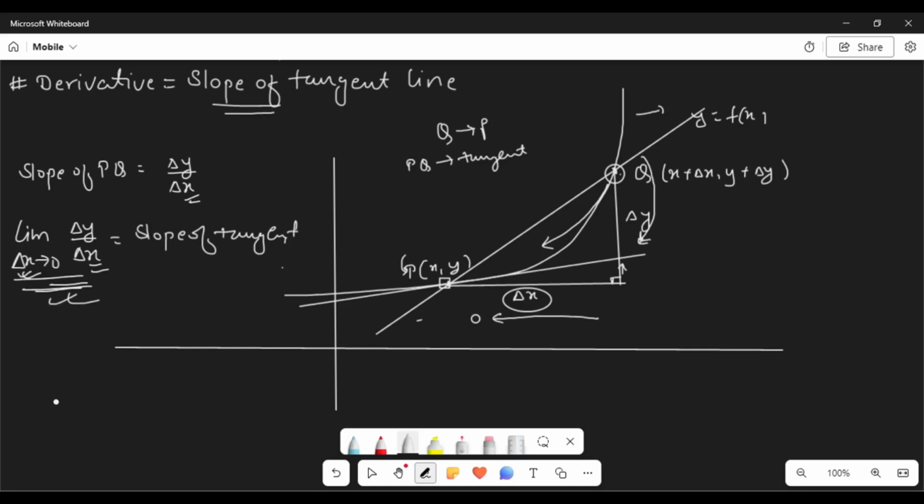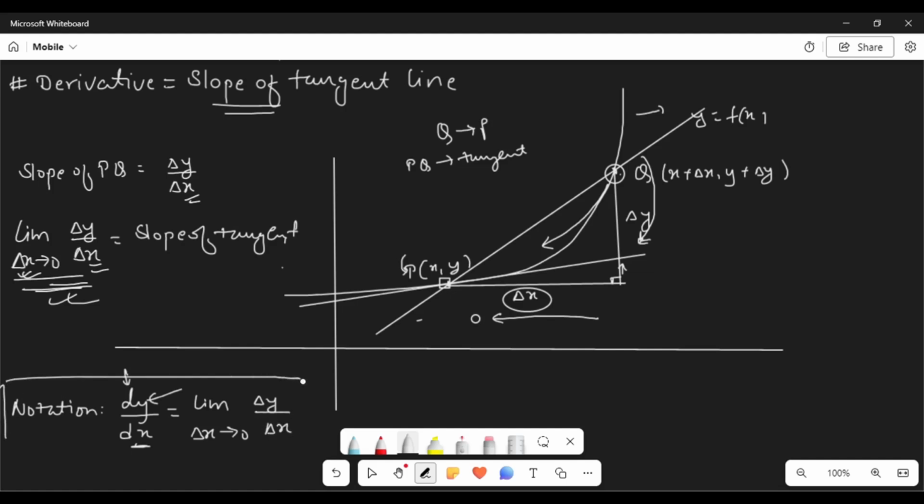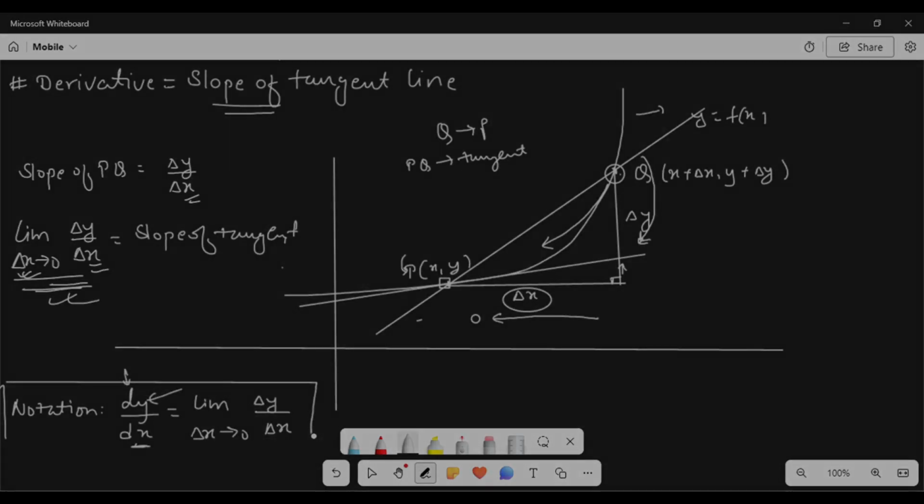And this is our definition of derivative. Limit definition of our derivative. Now we'll see notation. How do we represent derivative? This is the most used one, dy by dx. Here it is telling us derivative of y with respect to x. This is equal to nothing but limit del x approaches 0, del y by del x. So these are limit definition of derivative.